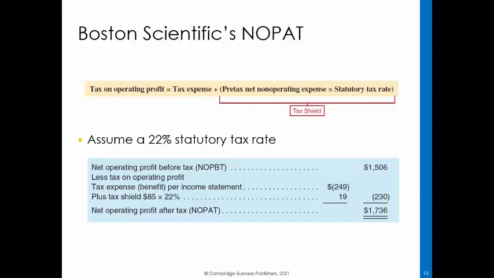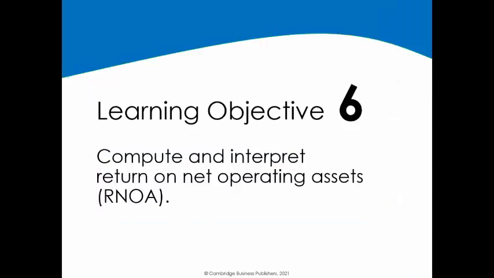In your textbook, a statutory tax rate of 22% is used, as this is approximately the average combined federal and state tax rate for public companies. An alternative method for calculating NOPAT is to add net income and net non-operating expenses after tax, which is called NNE. Ordinarily, this method should yield the same figure as the calculation above.